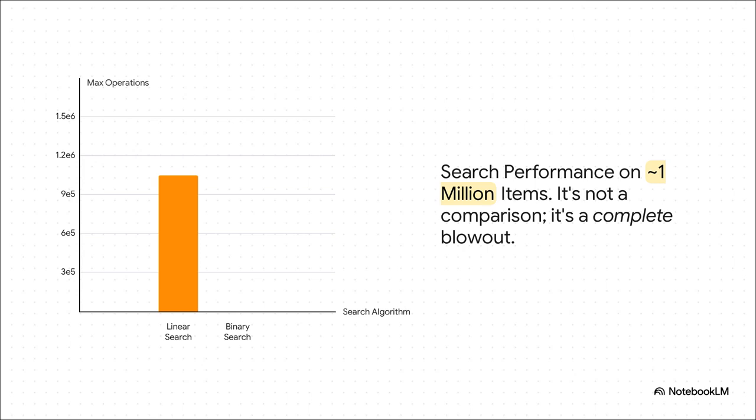That bar is huge. And binary search? I mean, can you even see its bar? It's so small, it's practically invisible. This isn't just a small improvement, it's a total game changer.